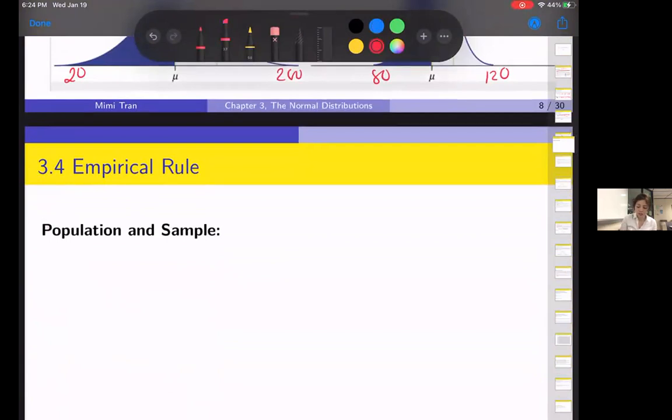So population versus sample. Let me give you an example before I actually give you the definition. Say I want to collect some information about STAT 220 students. I want to know what proportion of STAT 220 students at OU like pineapple on their pizza. Just some silly question. One way I can do it is go into each class and ask them, do you like pineapple on your pizza? And you tell me yes or no, right?